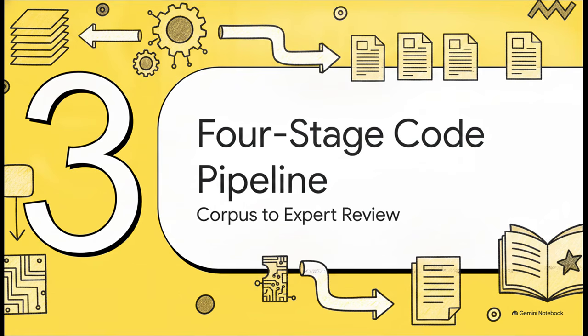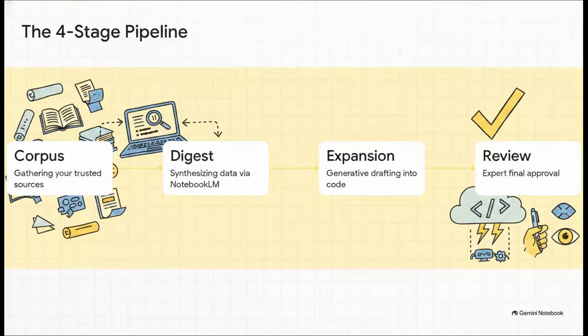Section 3, the 4-stage code pipeline, from corpus to expert review. At a macro level, every single chapter in this standard goes through this exact 4-stage pipeline. Stage 1 is the corpus, which is just gathering your sources. Stage 2 is the digest, where we use NotebookLM to synthesize that data. Stage 3 is generative expansion, which is the actual drafting into code language. And finally, Stage 4, expert review. The key takeaway here is that human oversight drives every single step of this progression.